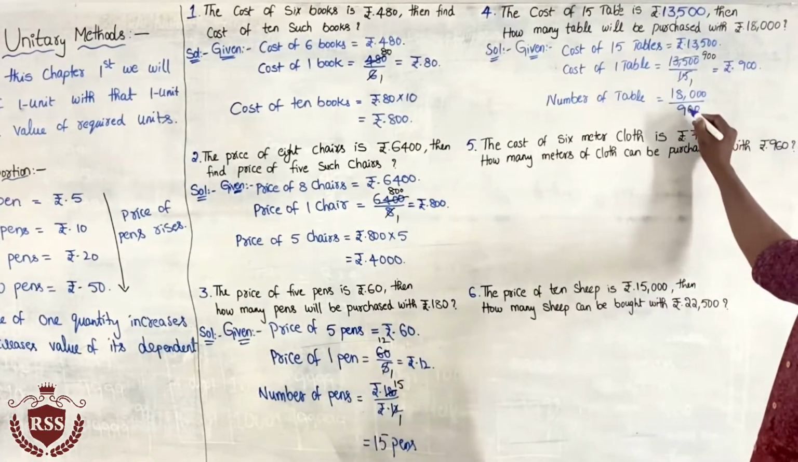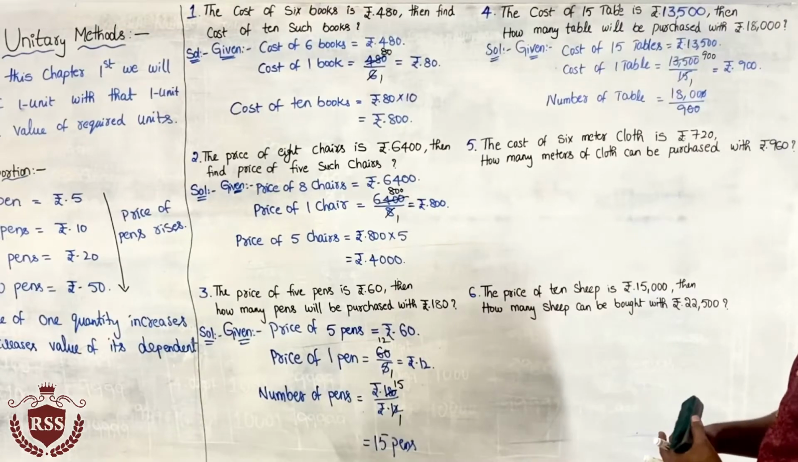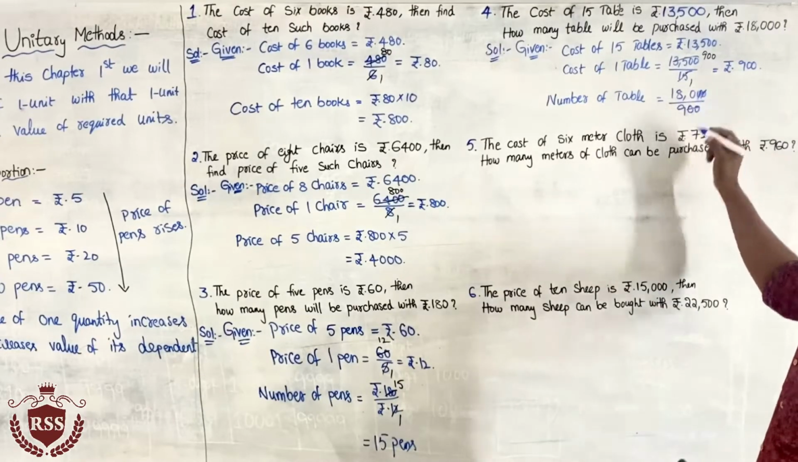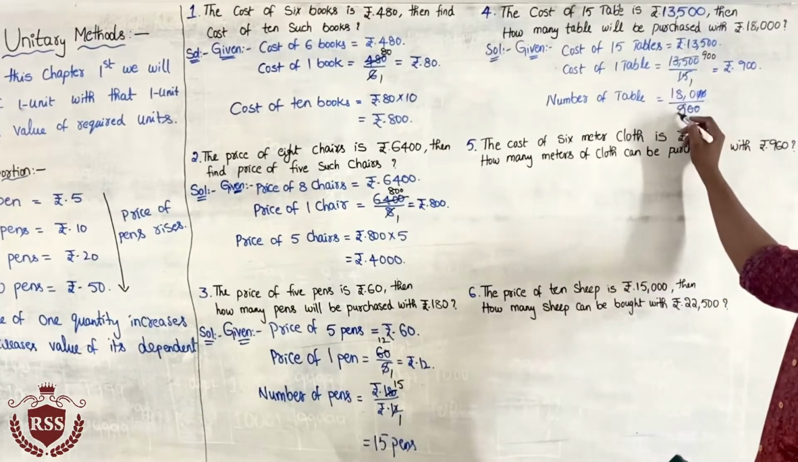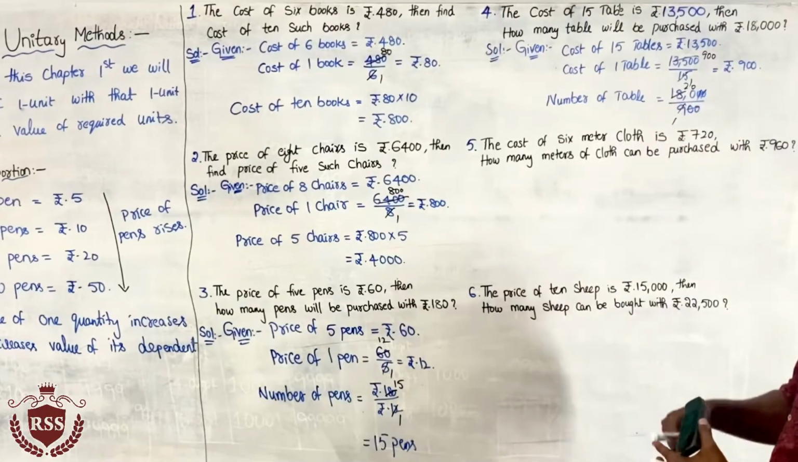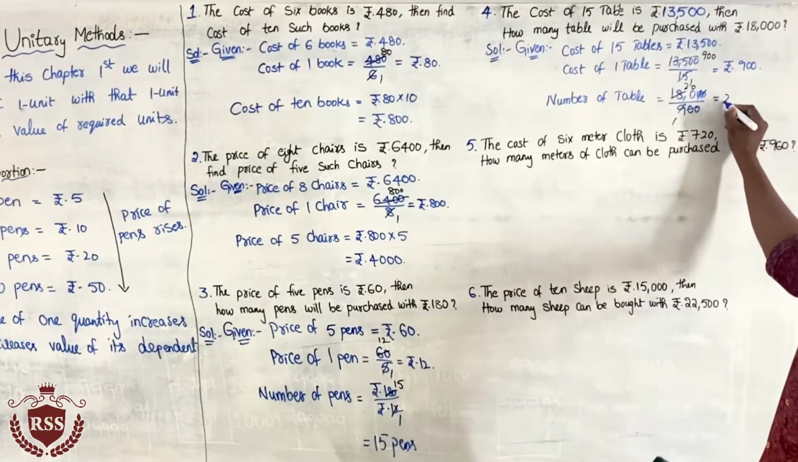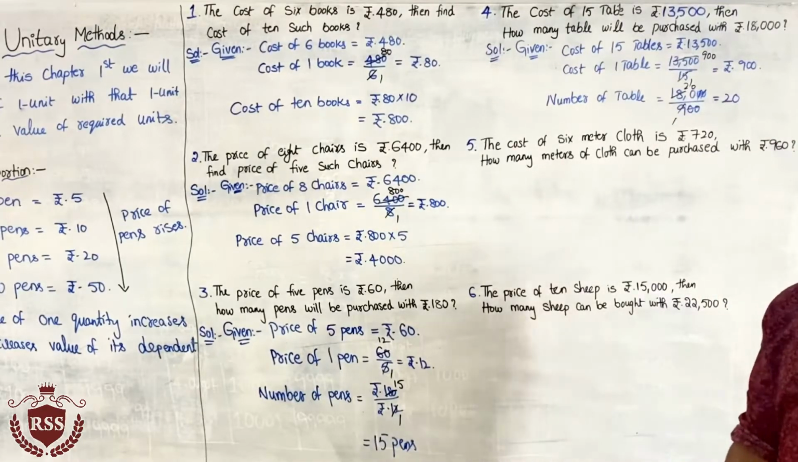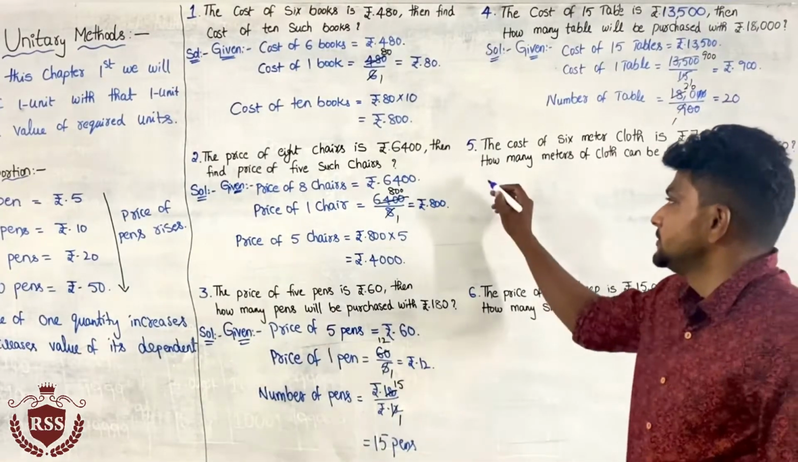So you can cancel zeros, two zeros cancel, and 9 ones are 9, 9 twos are 18, 9 20s are 180. So the number of tables we can purchase with 18,000 will be 20 tables. Next one.